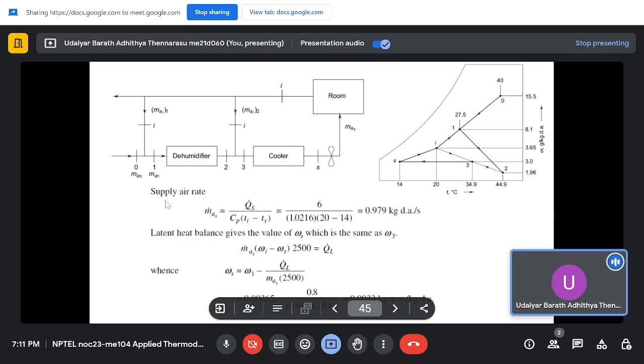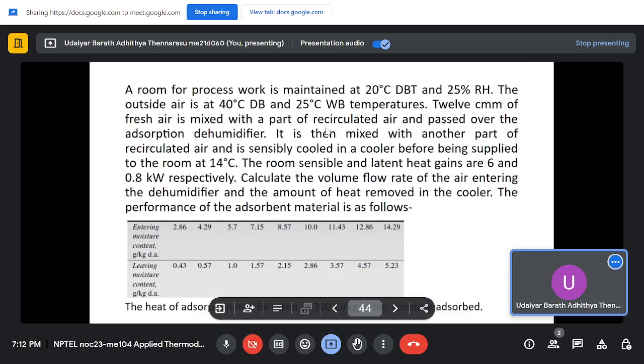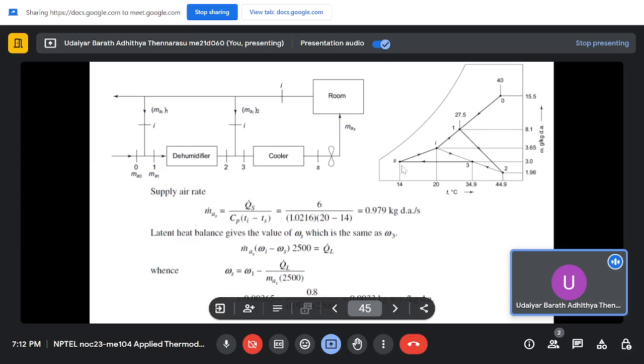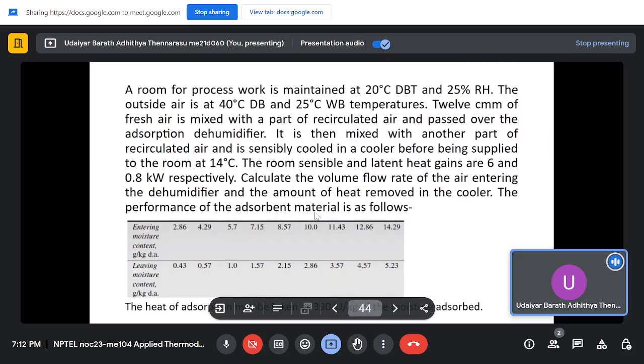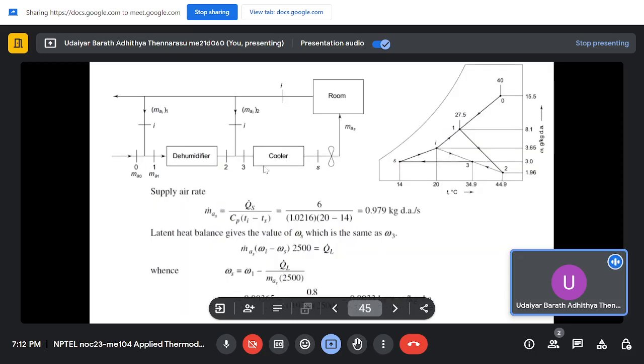So now if you see, supply air rate is nothing but the total amount of Q which is removed divided by Cp delta T. So we know supply temperature, which is at 14 degrees Celsius, and we know that for the room sensible heat is 6 kilowatt and latent heat is 0.8 kilowatt. Using this we can find out mass of air which is supplied.